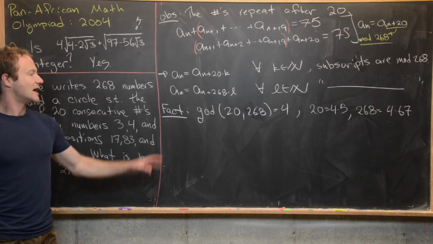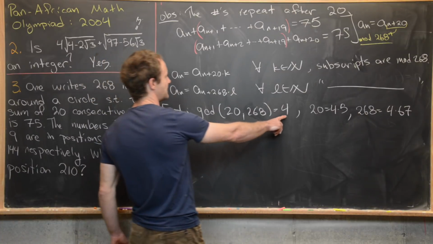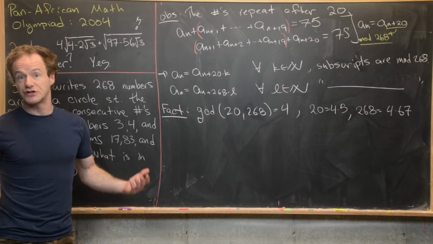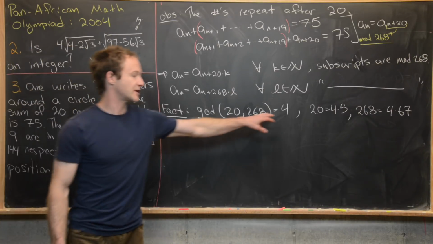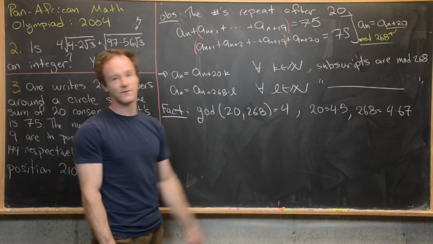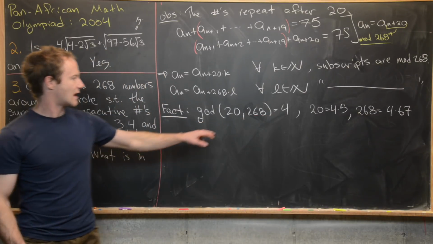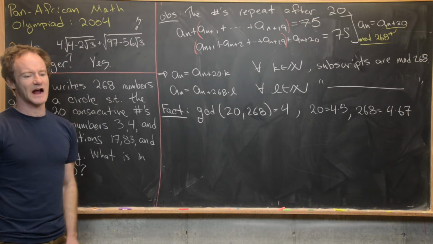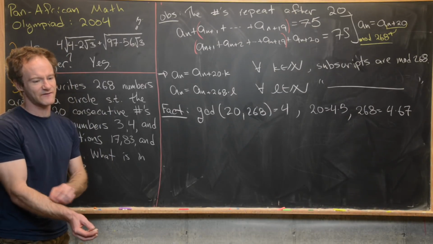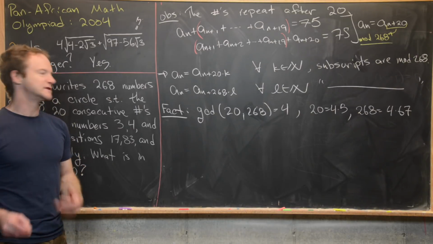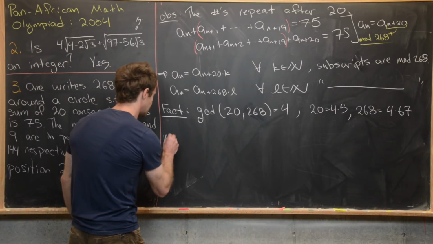Okay. But that gives us a hint that this repetition shouldn't be happening every 20 or every 268, but maybe every 4. And that's because we can express the number 4 as some linear combination of 20 and 268. So this is like using a fact from number theory, and we don't need to get into that fact super duper carefully, but what we will do is use it on the back end. So maybe let's do it like this.